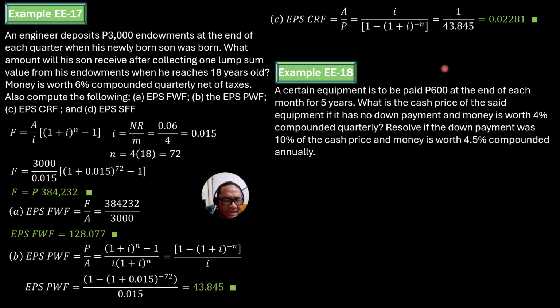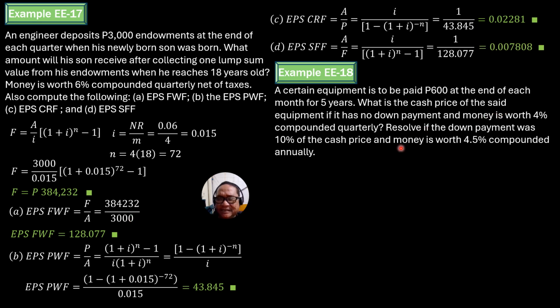Then next is equal payment series sinking fund factor, that's A over F, the reciprocal of this 128.077. So formula first, A over F, or I over 1 plus I to the n minus 1. But I use 1 over 128.077, and that is 0.007801.